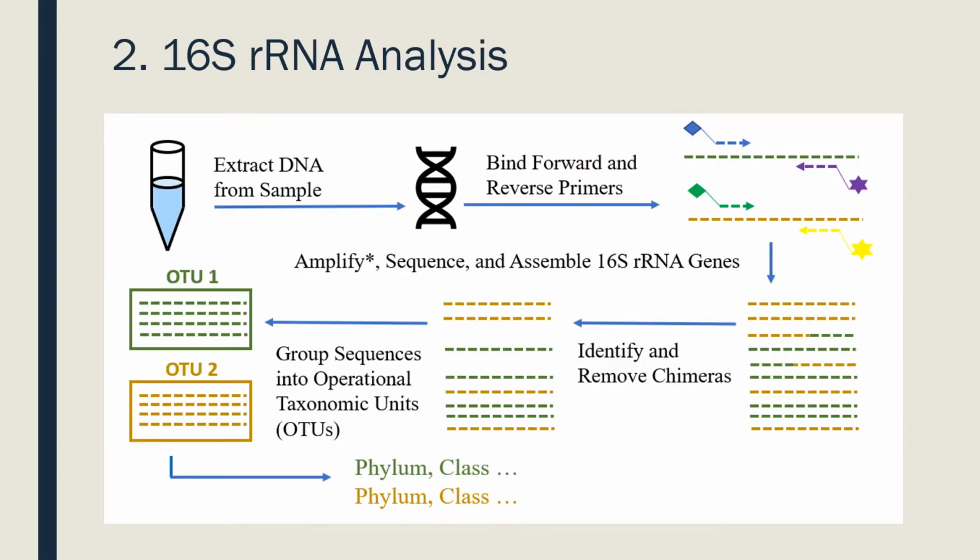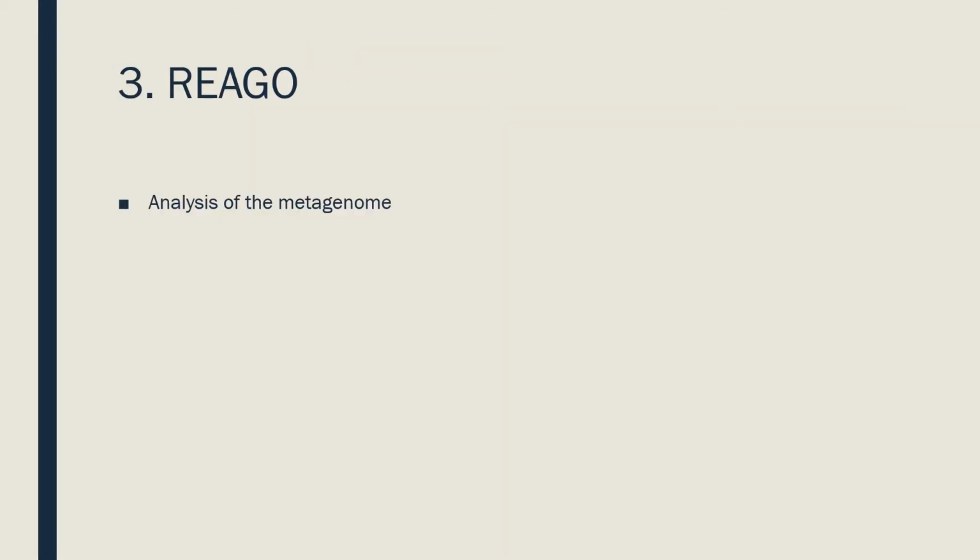Second, Molly Mikan carried out traditional 16S rRNA analysis on the samples, and the data she produced was later used as a comparison for the data derived through metagenomic sequencing and the use of REAGO in this study. Third, REAGO was used to analyze the metagenome.